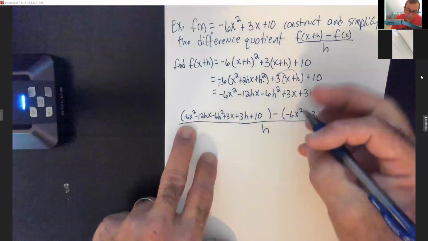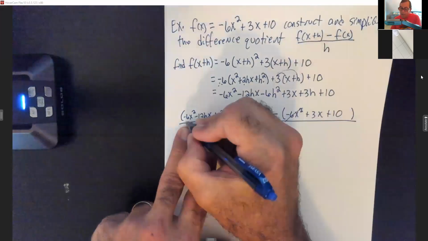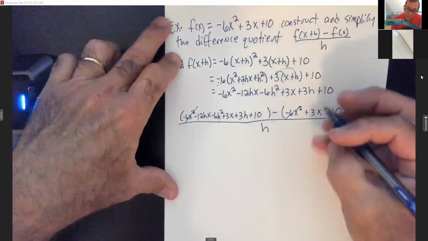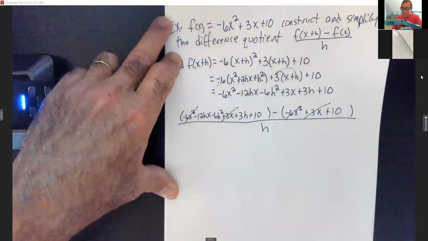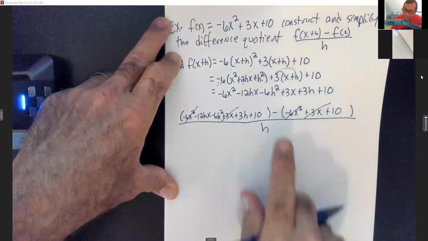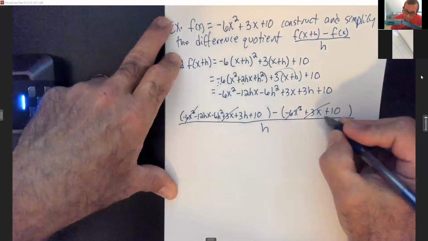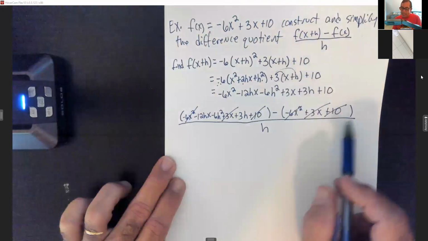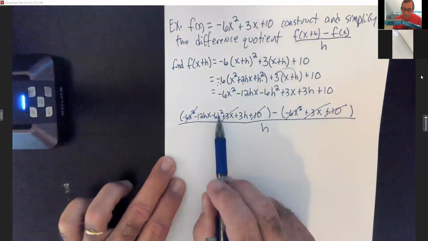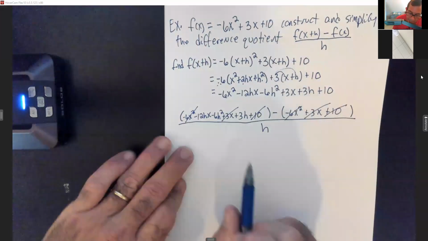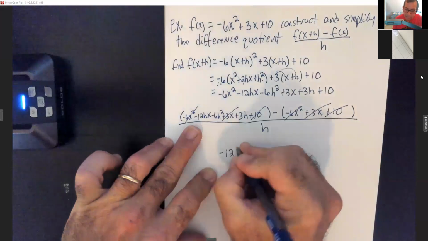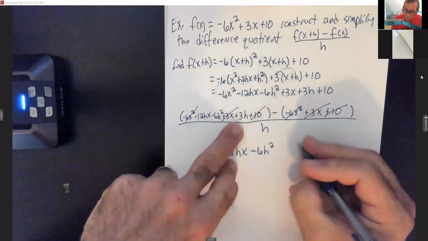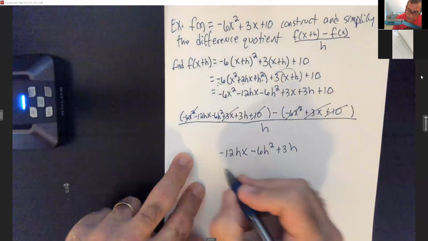So remember, this negative times a negative makes that a positive 6x squared. That's going to cancel with the negative 6x squared. 3x, that's going to make that a negative 3x. So the 3x cancels with the positive 3x. And then that negative is going to make that 10 negative. And that negative 10 will cancel with that positive 10. So no matter how long these get, everything in that second parenthesis is still going to cancel. So y'all, let's see what's left. We got a negative 12hx minus 6h squared plus 3h all over h.